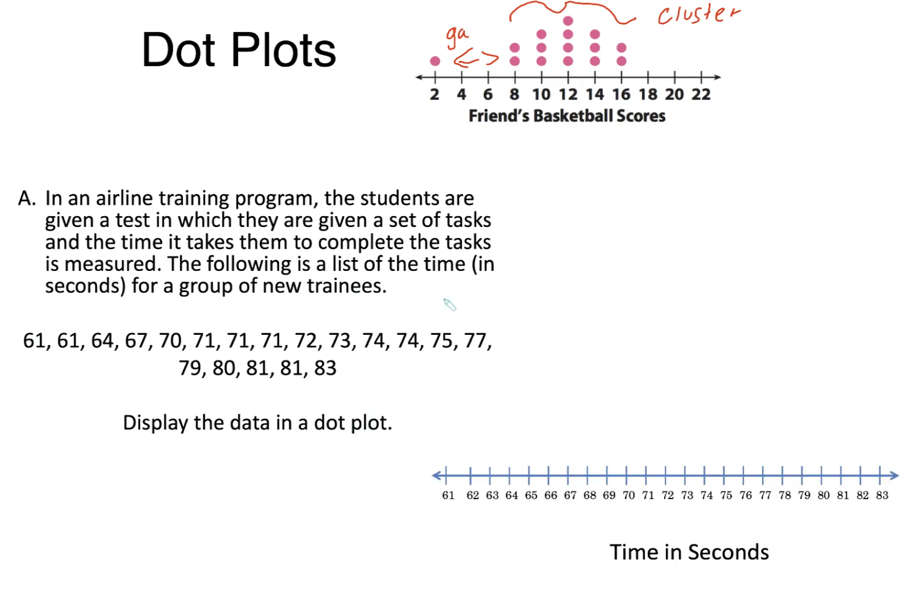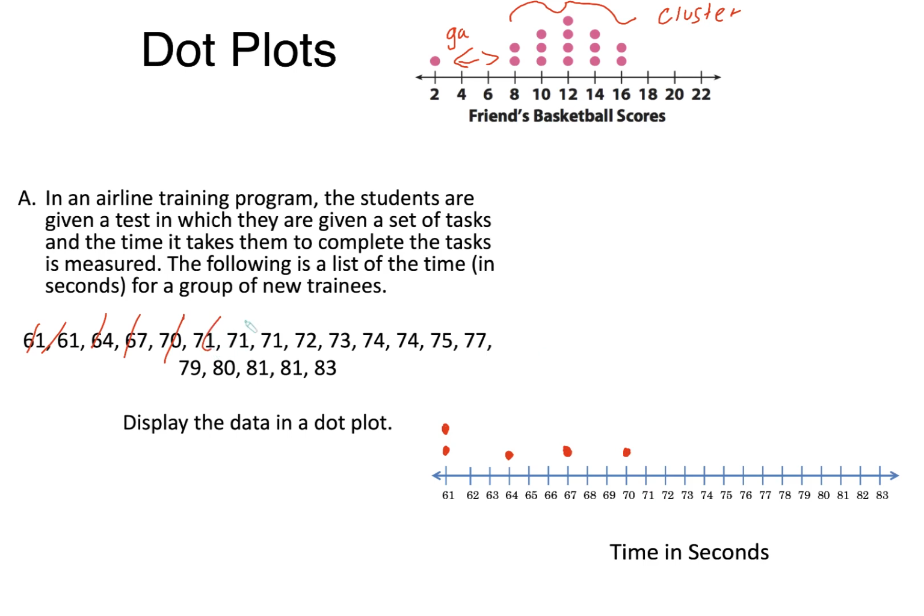Okay, so notice my number line starts from 61 and it goes all the way to 83. And we're just going to display our data by dots. So 61, I have 2 of them. So I'm going to have 2 dots here, 1, 2. Next, I have 64. There's only 1 of those. 67, only 1. 70, only 1 data point.